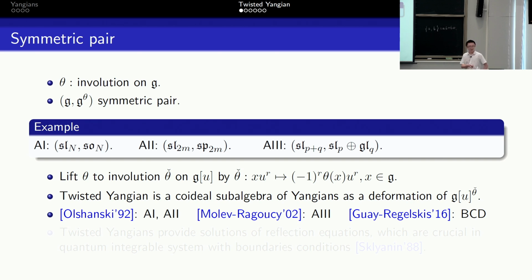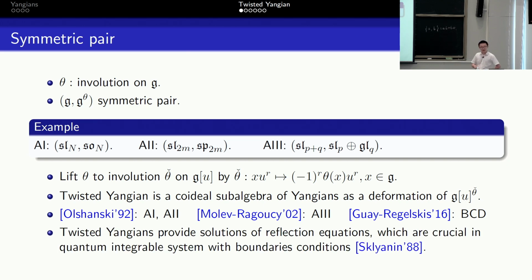And for type BCD, it was introduced by Guay and Regelskis. All of these definitions are in terms of R matrix presentations. One of the motivations to introduce the twisted Yangian is that they provide solutions of reflection equations, which are important in integrable systems with boundary conditions. I think I should also put Professor Sklyanin's name there.